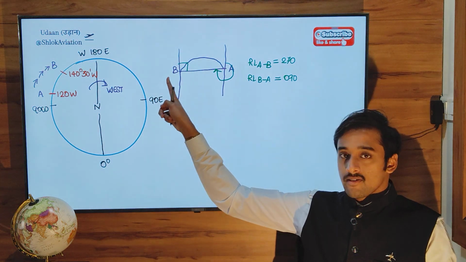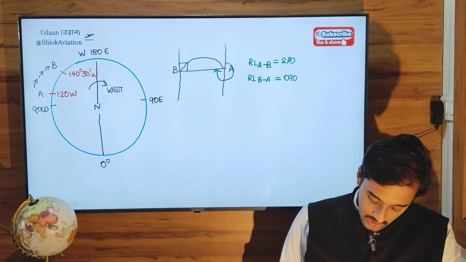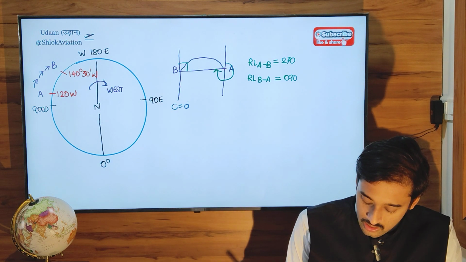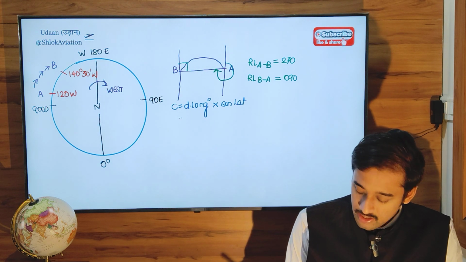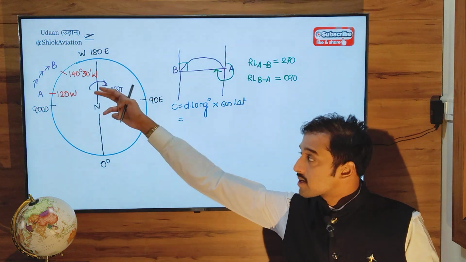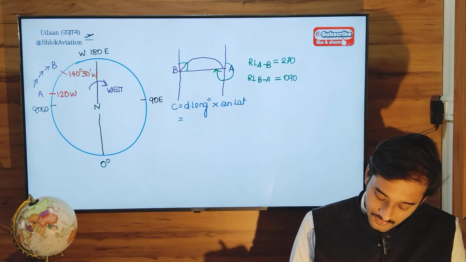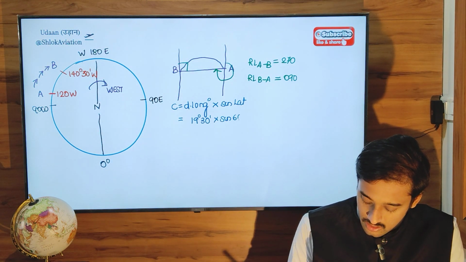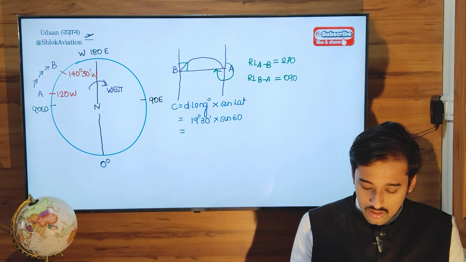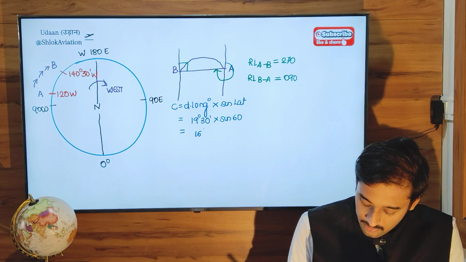Okay, A to B is 270, B to A will be the reciprocal of that, 090. Now let's find convergency. Convergency is d long into sine lat. The difference between these two longitudes, same hemisphere, subtract. So 140 minus 120 is 19 degrees 30 minutes, into sine of 60. So convergency will be equal to 16 degrees 53 minutes.